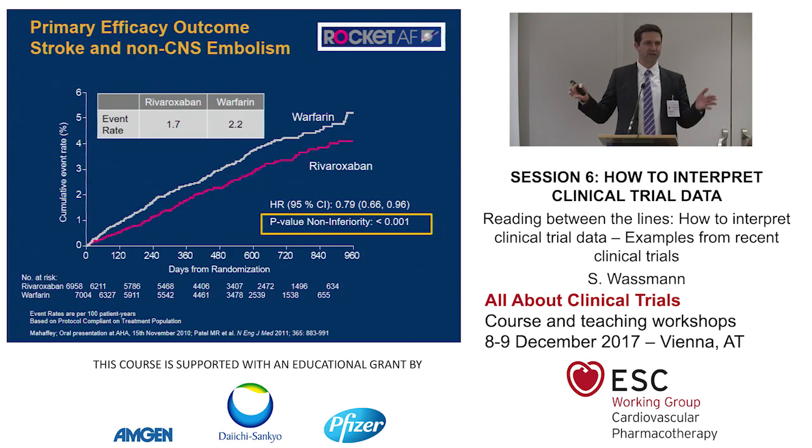So this is the result. As you were aware, there was a lower rate of events of stroke and systemic embolism in the rivaroxaban group.